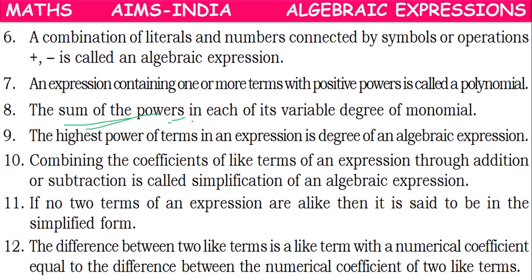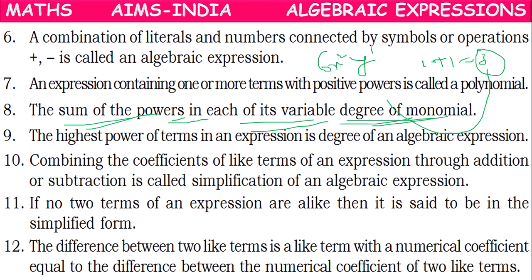The sum of powers of the variables in a term is called the degree of the monomial. Suppose we have 6x square y. Here the power of x is 2 and the power of y is 1. The sum of all powers, 2 plus 1, is 3. This is the degree of the monomial.